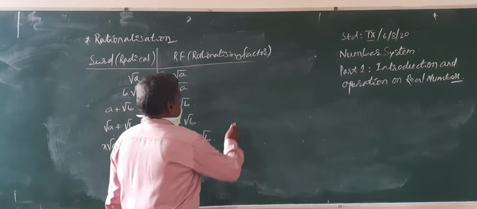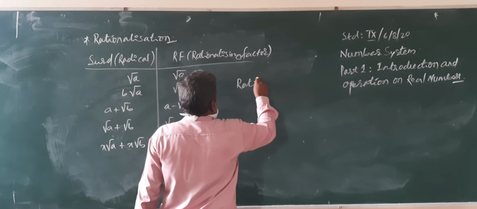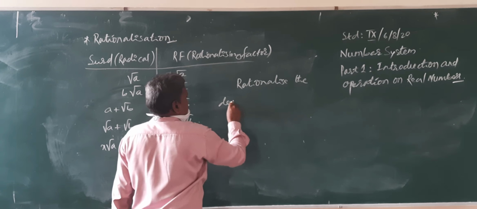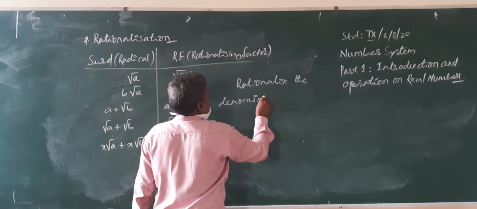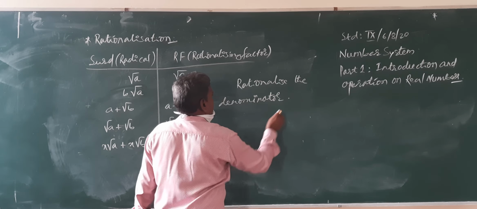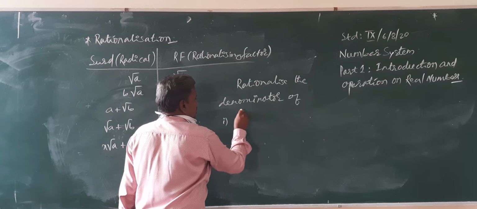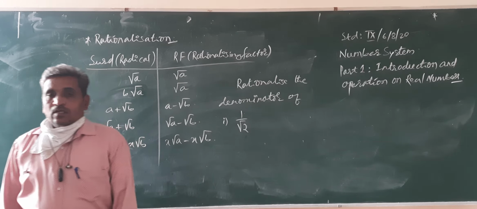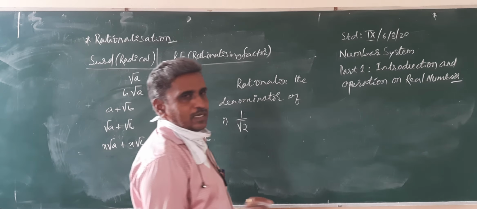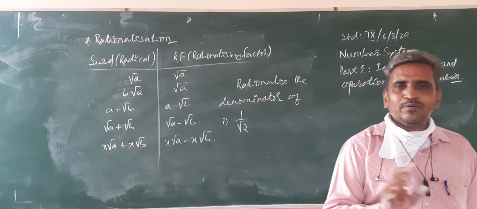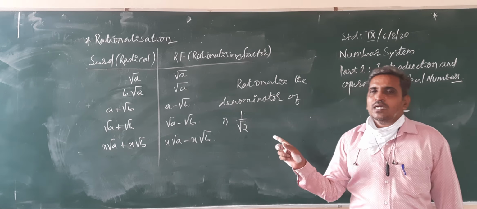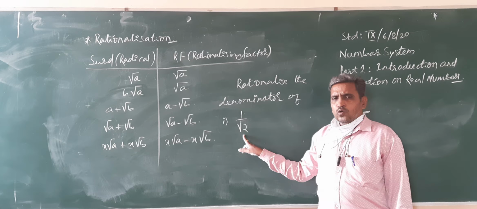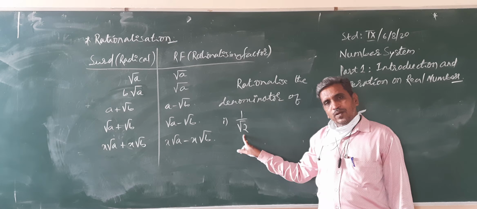So one example. Rationalize the denominator of the given example, 1 by root 2. The question is rationalizing the denominator. You should not think about the numerator, only the denominator. Here root 2 is there. What is the rationalizing factor of root 2? Root 2 itself. So we multiply and divide by it.